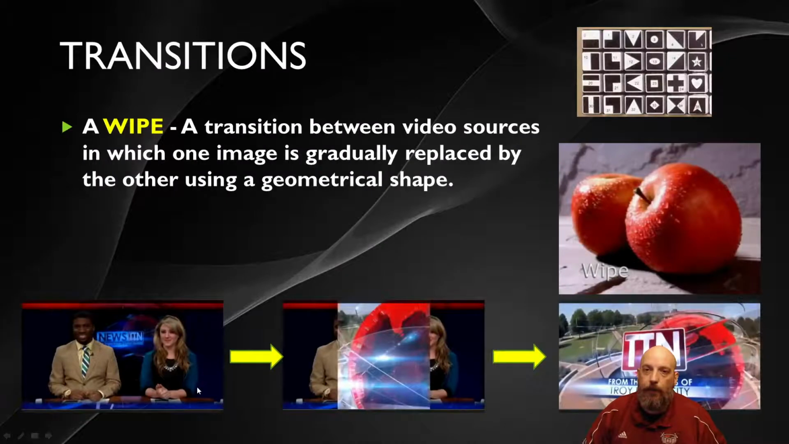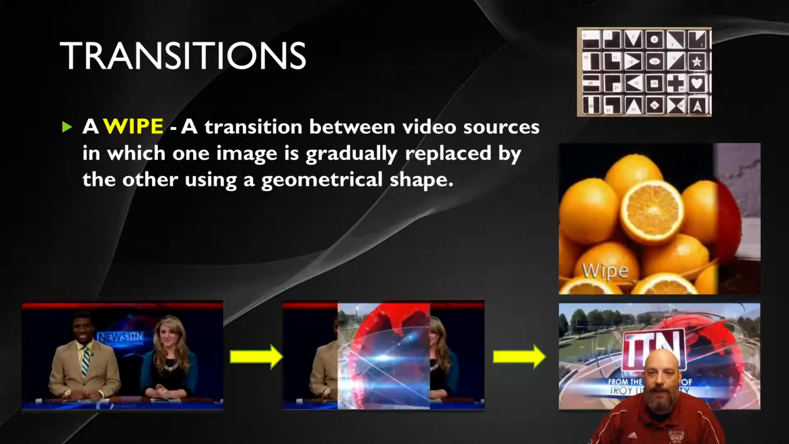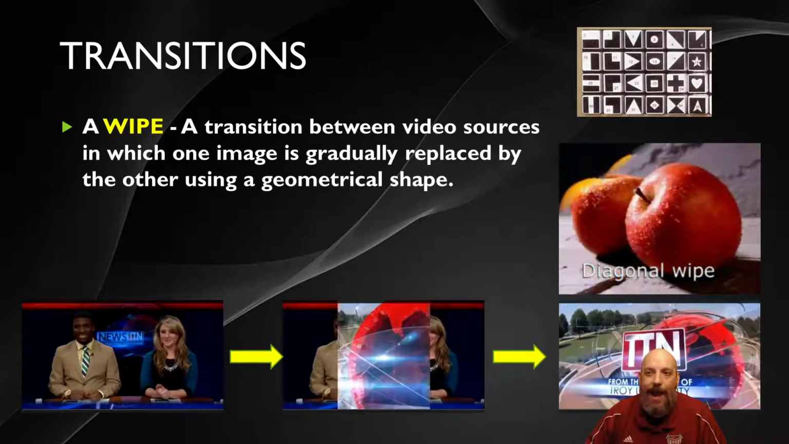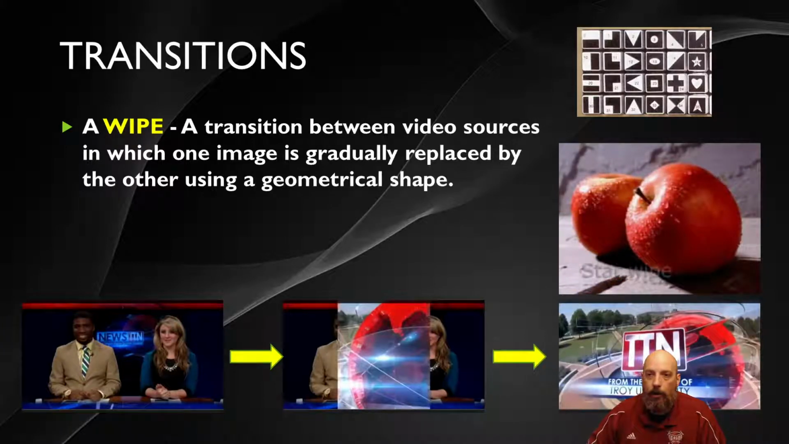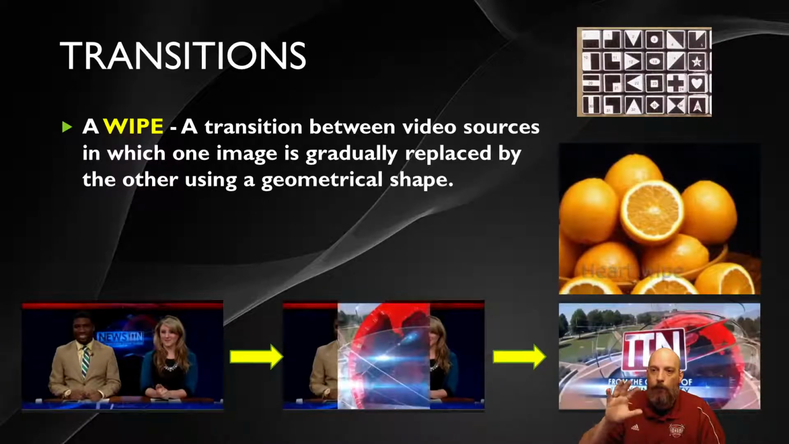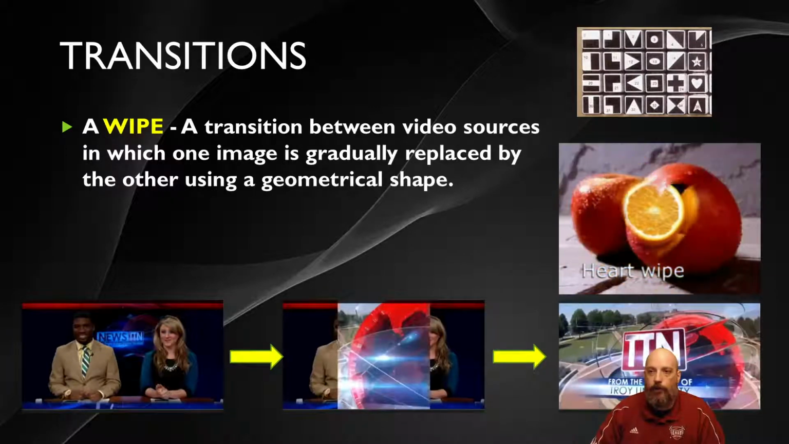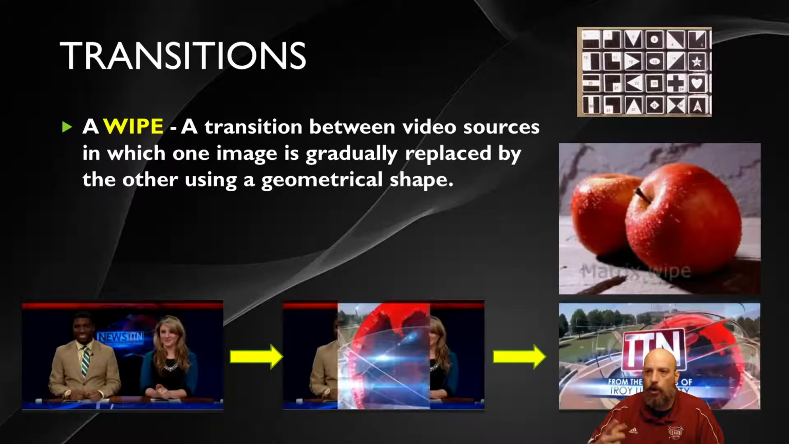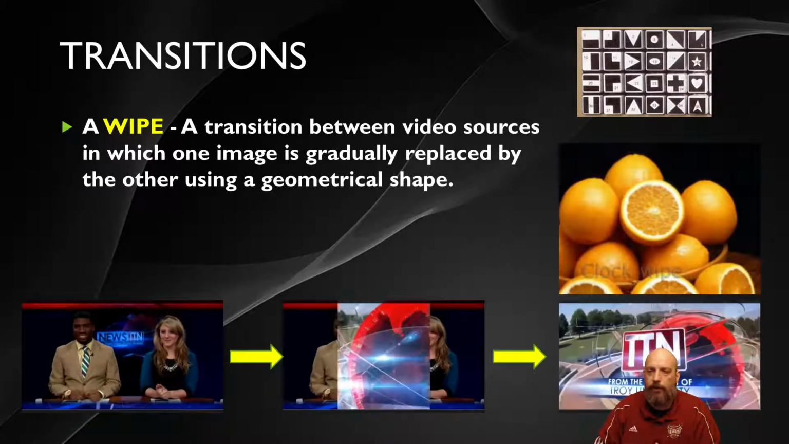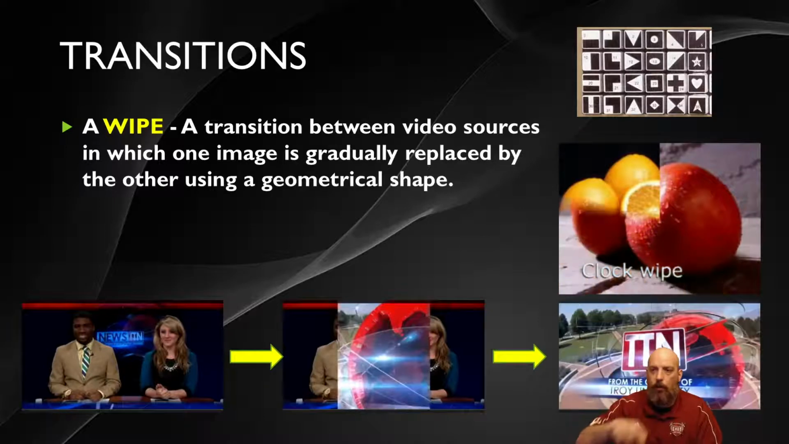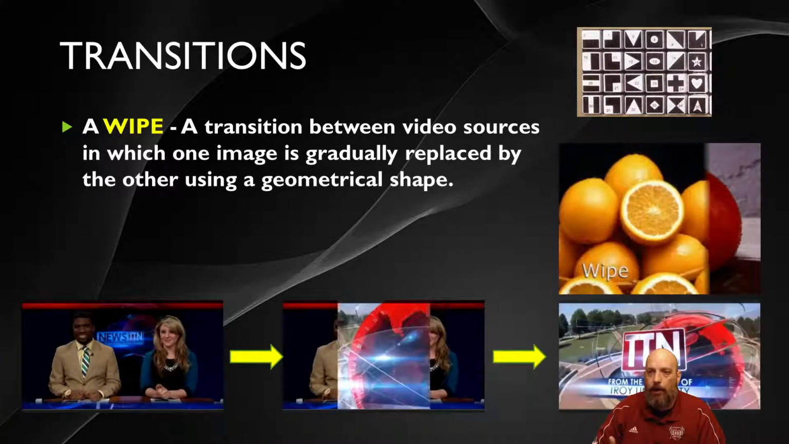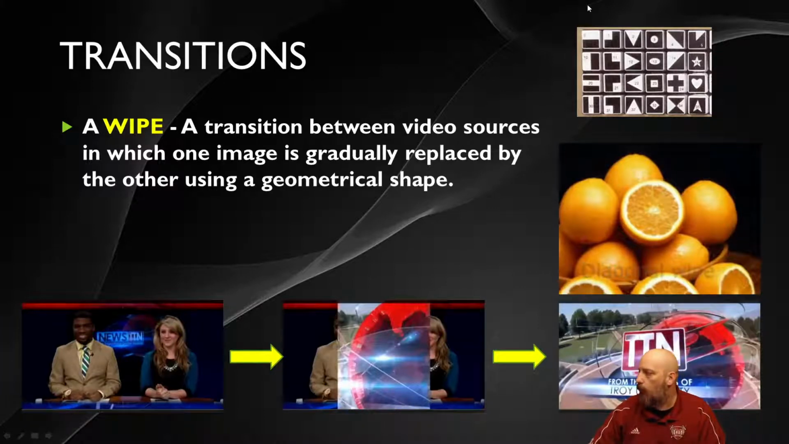The next type of transition is what's known as a wipe. A wipe is a geometrical pattern or shape where you can do a special effect. You can see above my head, I'm doing a wipe from one source to the other, and they have different shapes. There was a heart, there was a star. This one's called matrix because you've got all these little blocks. Another one's a clock wipe, and I've seen that one used with weather because it resembles a radar. So with the wipes, you have a wide variety.